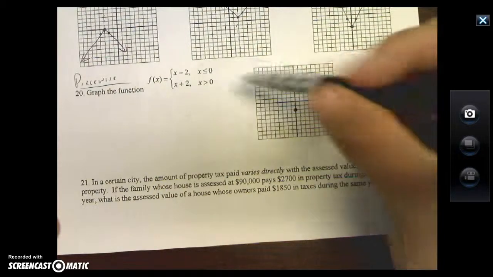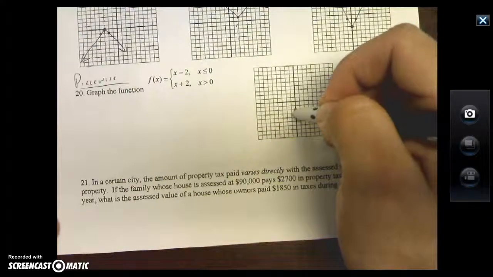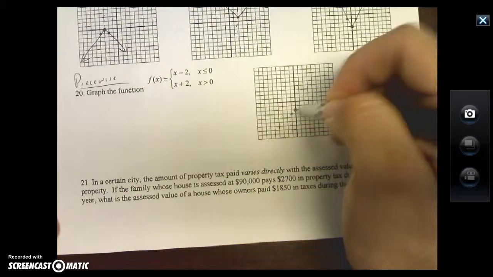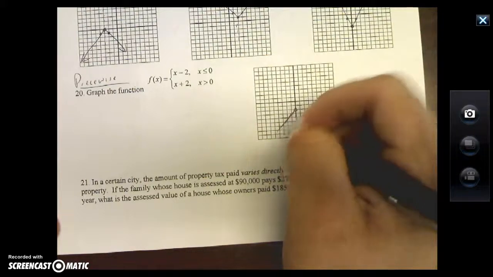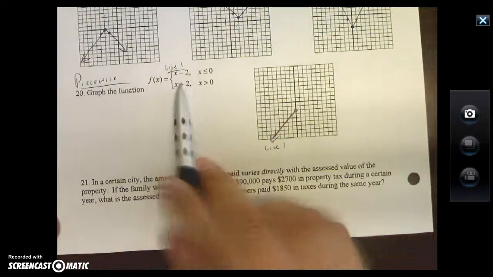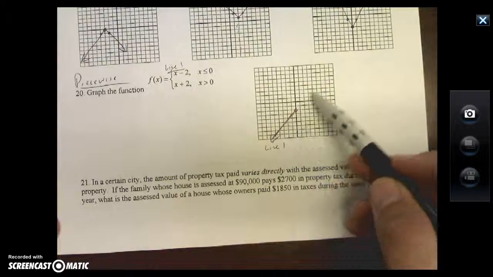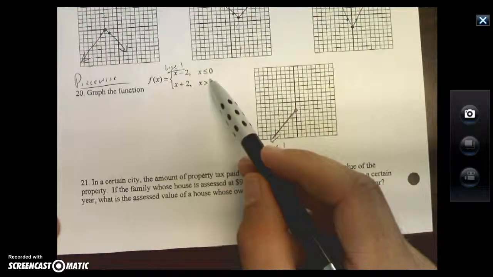And my slope would be 1, so I'm going to go up 1 over 1. But notice how it's less than or equal to 0. So instead of going up 1 over 1, I'm going to go backwards. Okay. And my graph is just everything to the left of it. So this is line 1. And that's what the line x minus 2 would look like if I continue it this way. But I only want everything to the left of 0.